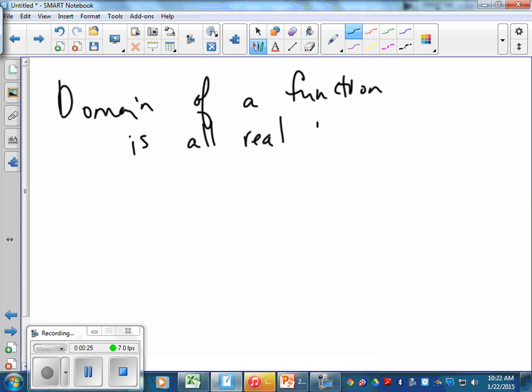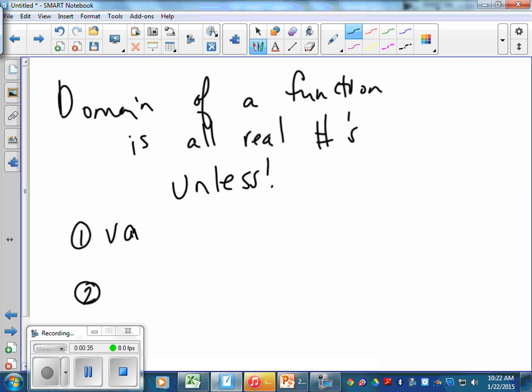unless, these are the two stipulations that restrict our domain. Unless there is a variable in the denominator, that variable cannot be a value that would make the denominator equal to 0 because you can't divide by 0.